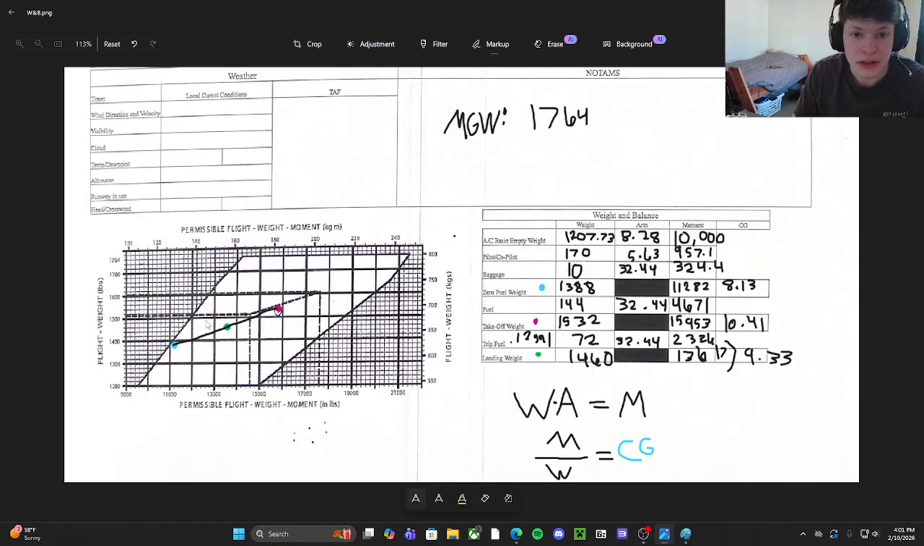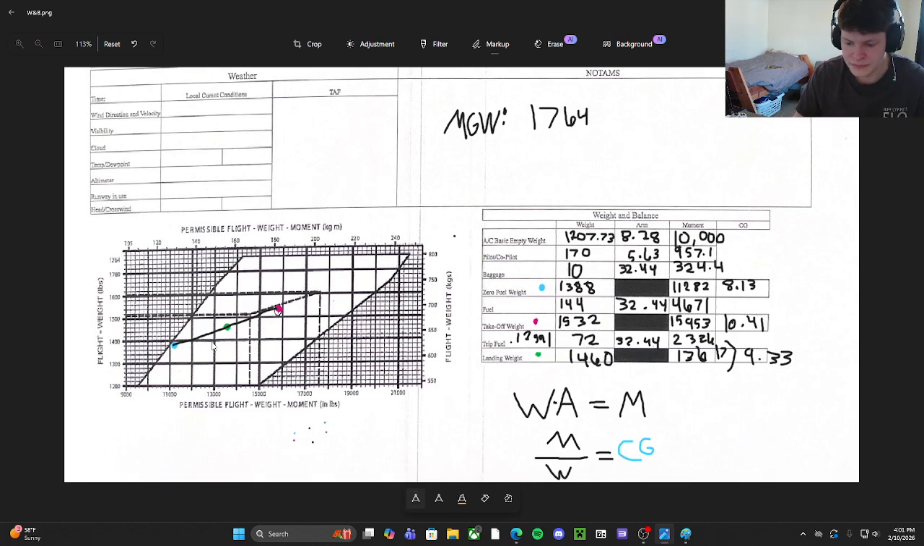This will always be a straight line on this envelope right here, because there's going to be a constant loss of weight in the fuel burn. But as we can see right here, it is perfectly within that limitation.